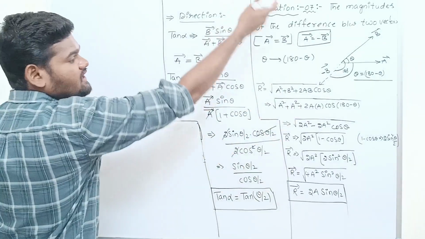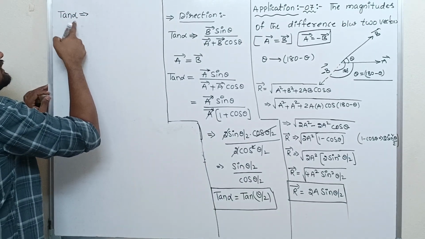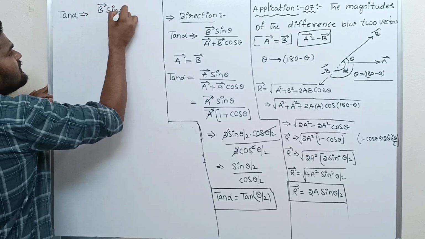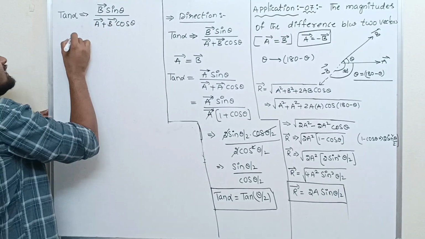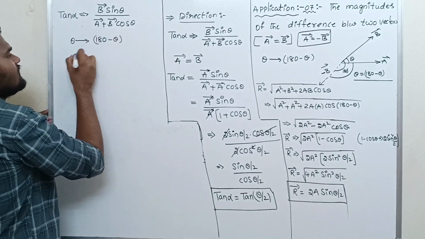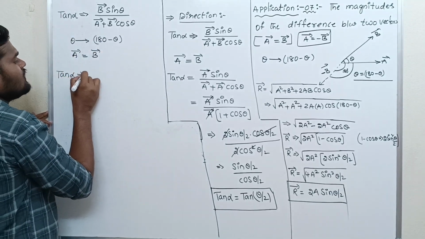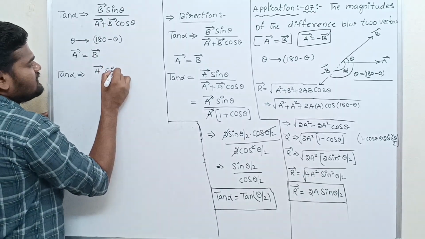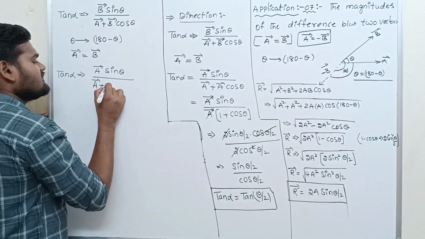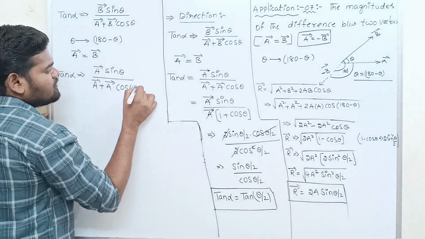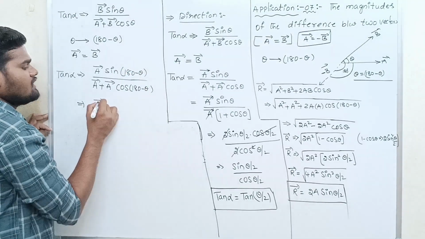So let us find the direction of the resultant vector in this case. What is the equation for the direction of the resultant vector? Tan alpha is equal to b bar sin theta divided by a bar plus b bar cos theta. Okay, what is the theta here? Theta is nothing but 180 minus theta, and b bar is equal to what now? a bar. Okay, right. So tan alpha is equal to a bar sin theta divided by a bar plus a bar cos theta. Theta is what now? 180 minus theta. Here also theta is 180 minus theta. So a bar sin of 180 minus theta.